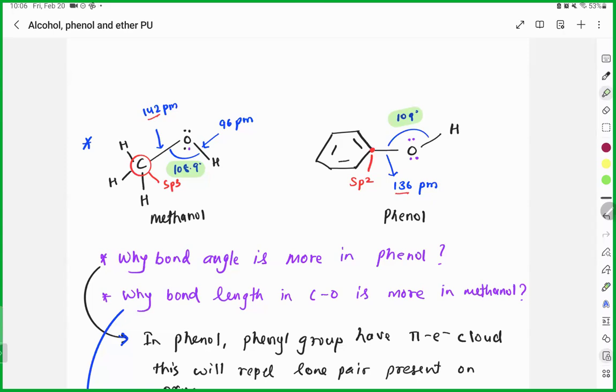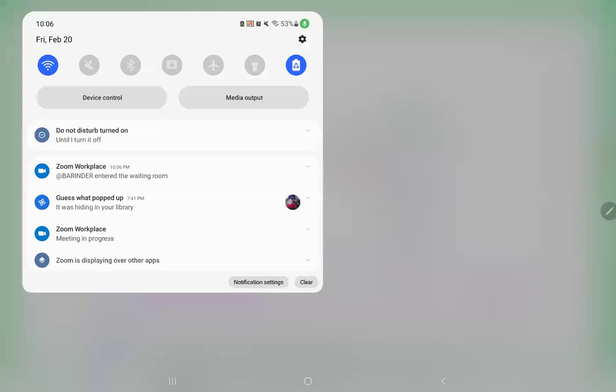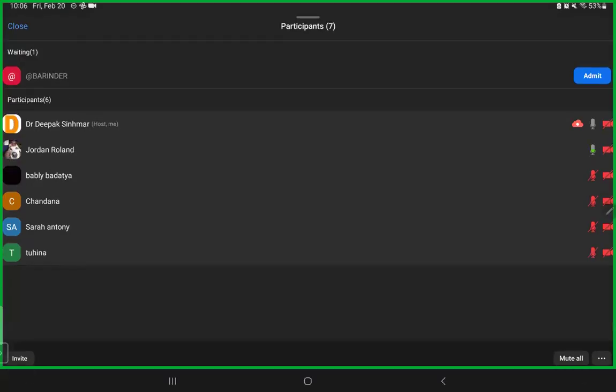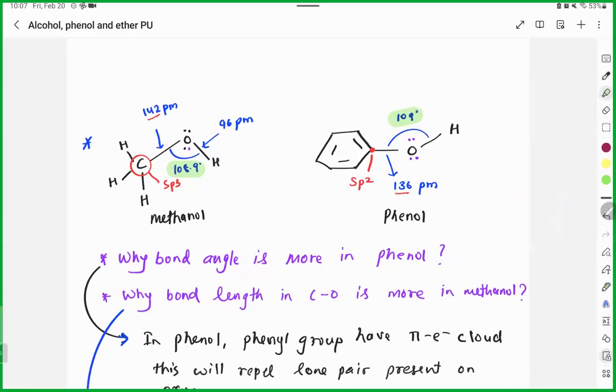Jordan, why is bond length more in case of methanol compared to phenol? So because of resonance, the bond length in phenol will be comparatively lesser. There will be more pulling effect. Yeah, partial double bond because of the resonance will reduce the bond length in case of phenol. Partial double bond in case of benzene ring will reduce the bond length. Got it?